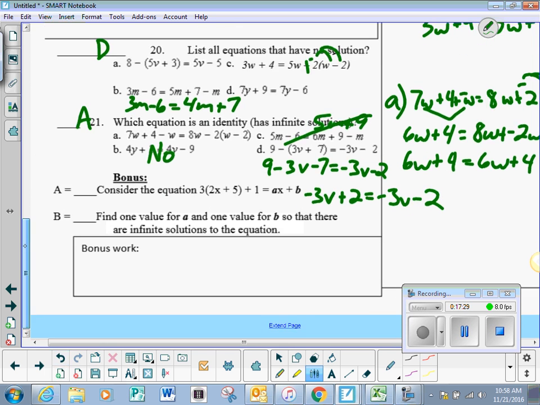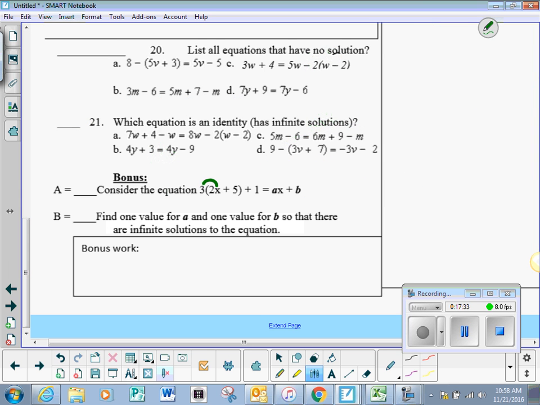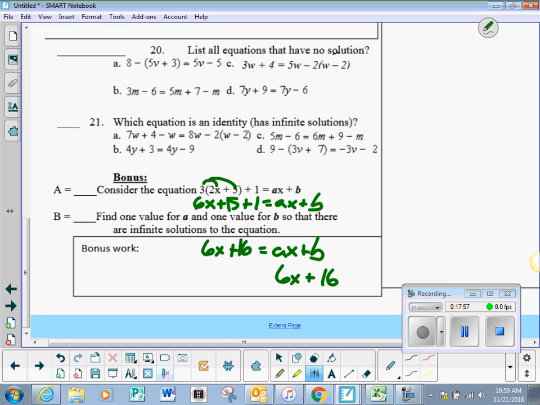Okay? The bonus isn't that hard. What happens when I distribute this? What do I get? 6x plus 15 plus 1 equals ax plus b. So what do I get? 6x plus 16 equals ax plus b. What do I need this to be an infinite solution? This has to be 6x plus 16, right? So what does A have to be? 6. What does B have to be?